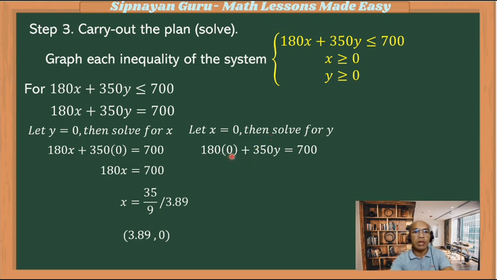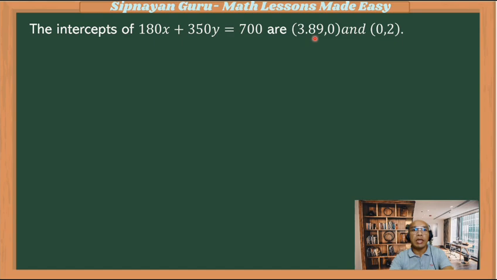So this is 180 times 0 plus 350y is equal to 700. So 350y is equal to 700. Divide both sides by 350. So our y is equal to 2. The ordered pair is 0 and 2. So these are the x and y intercepts of the equation.